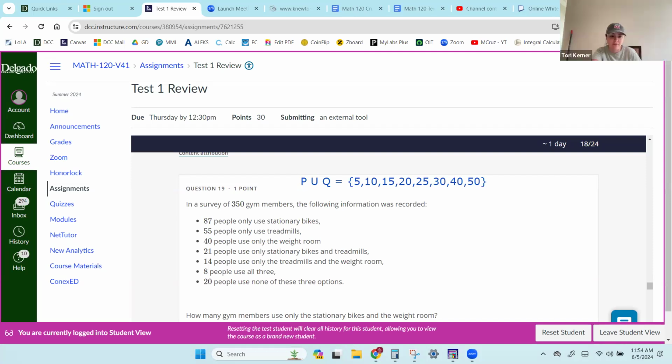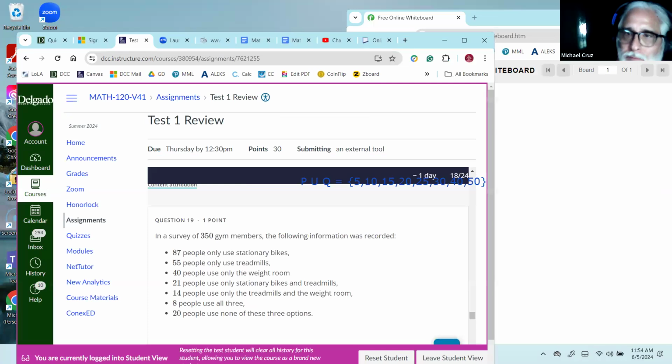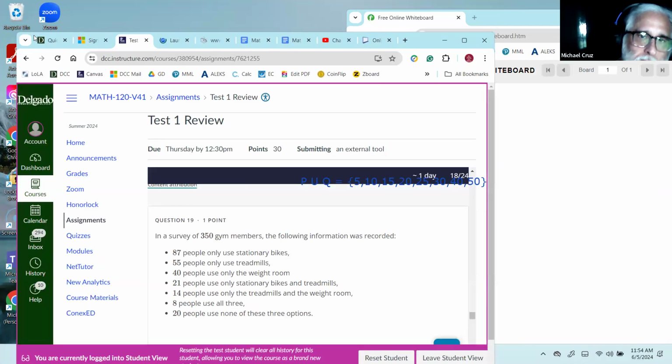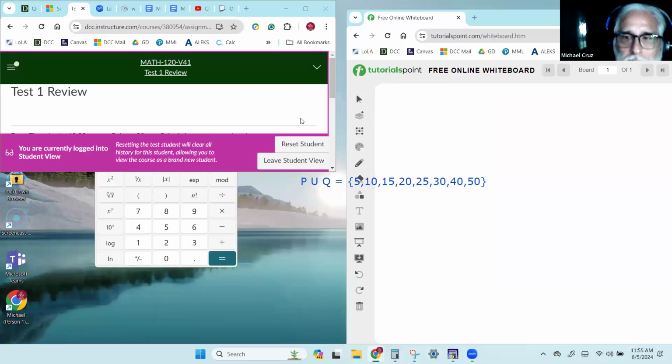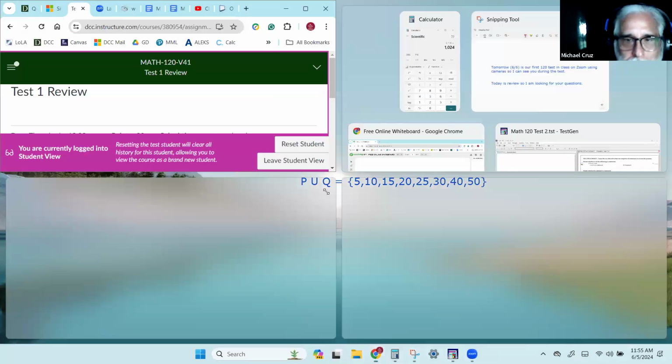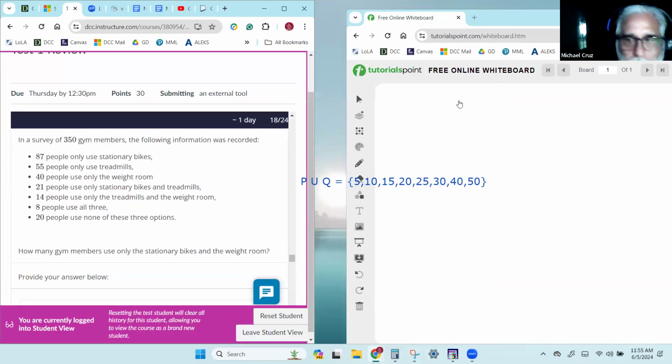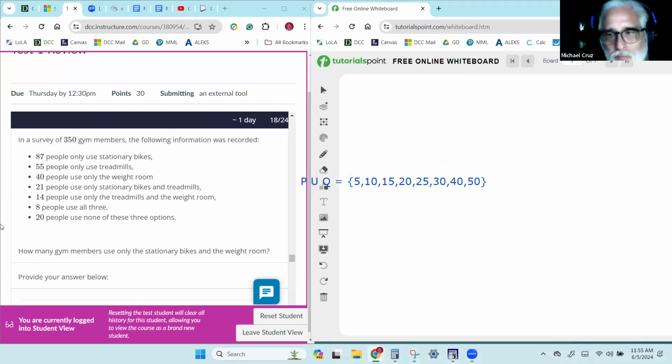Make a Venn diagram. Yeah, that's the only thing we can do. There's no way we're going to be able to do all that stuff in our head. We need to have. All right, so let's create a Venn diagram.